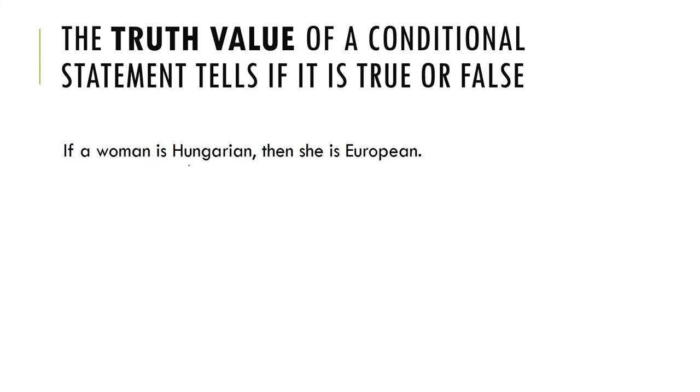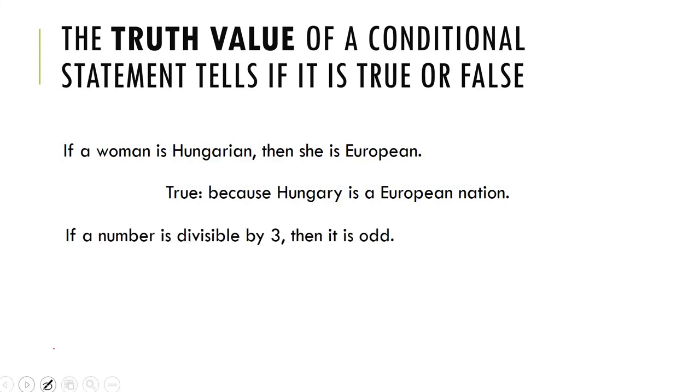So, if a woman is Hungarian, then she is European. Think to yourself, is this true or false? If a woman is Hungarian, are all Hungarians Europeans? So yes, this is true because Hungary is a European nation. If you live in Hungary, you also live in Europe. How about this one? If a number is divisible by 3, then it is odd. So write it down and think for a minute. Is this statement always true, or are there some false possibilities here?